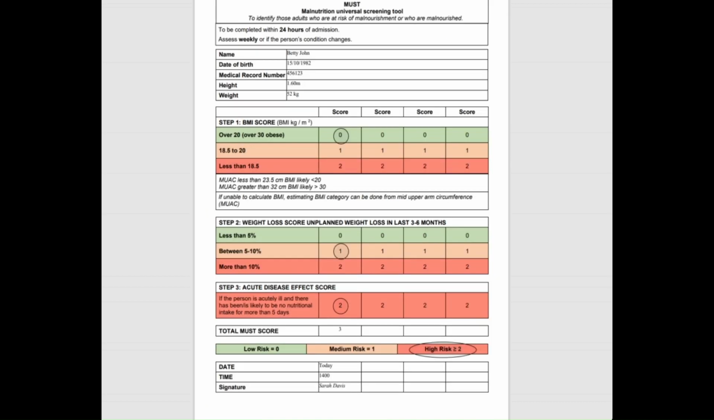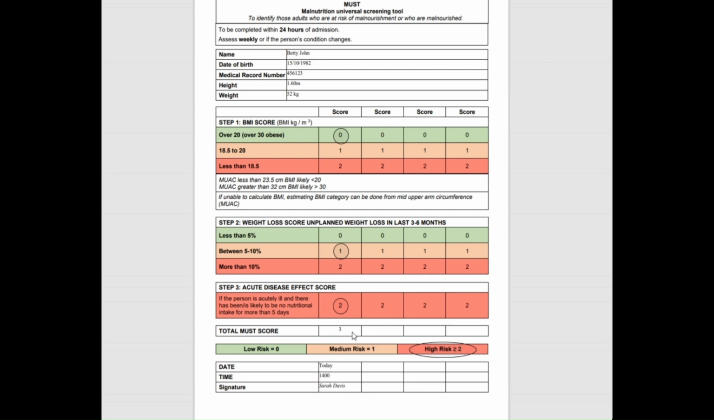Now we will enter this information. Patient information is already pre-filled. Now circle the BMI score of 0 in the first column of step 1. Then in the column of step 2 circle 1. And for step 3 circle the score of 2 for acute disease effect as the patient has not been eating for the past 6 days. Now enter the total MUST score in the last column, which is 3, which indicates the patient is at high risk of malnutrition. Do not forget to enter the total MUST score.